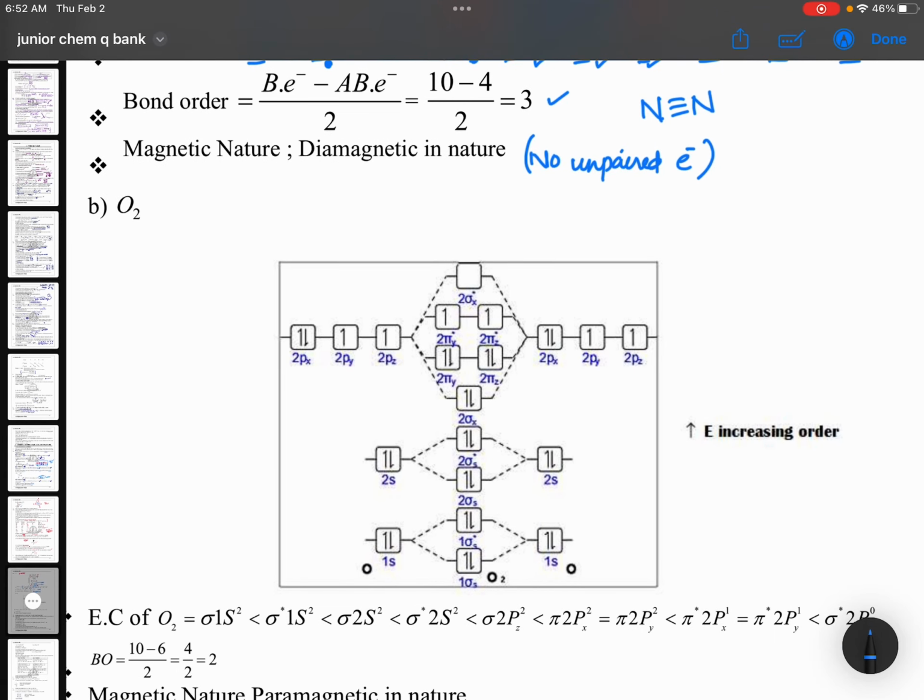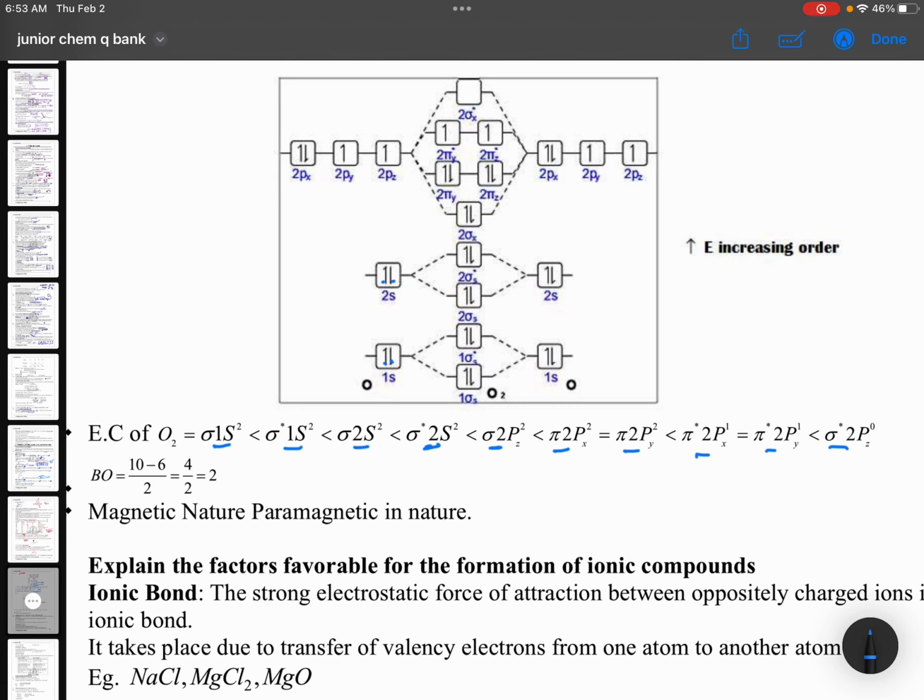First sigma 1s, sigma star 1s, sigma 2s, sigma star 2s is the same. Then here sigma 2p comes first, then pi 2p, rest is the same. Sigma 2s position is slightly different, just notice that point. Each oxygen contains 8 electrons: 2, 3, 4, 5, 6, 7, 8.